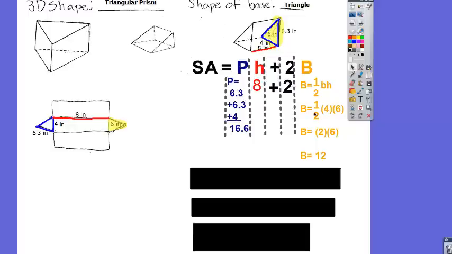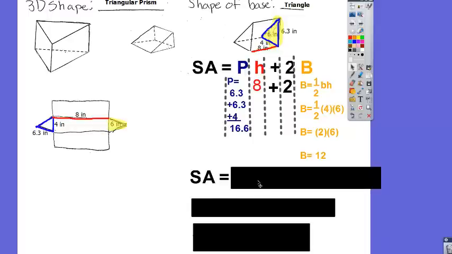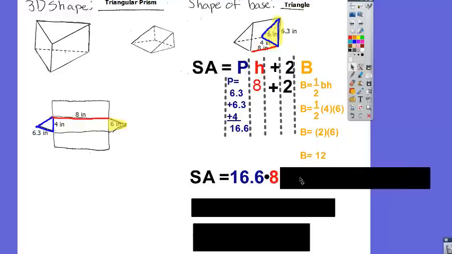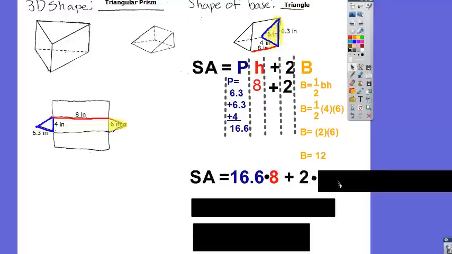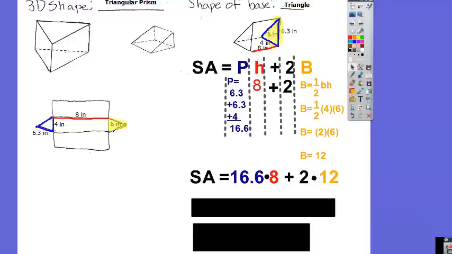So let's rewrite this with the numbers we just figured out. So I'm going to write surface area equals, instead of big P, I'm going to plug in the number 16.6 that I solved for, times 8, the height of the prism, plus 2 times 12, which was the number we got when we calculated the area of the base. So just like last time, we're going to follow PEMDAS. First, we are going to multiply 16.6 times 8. So go ahead and work that out.